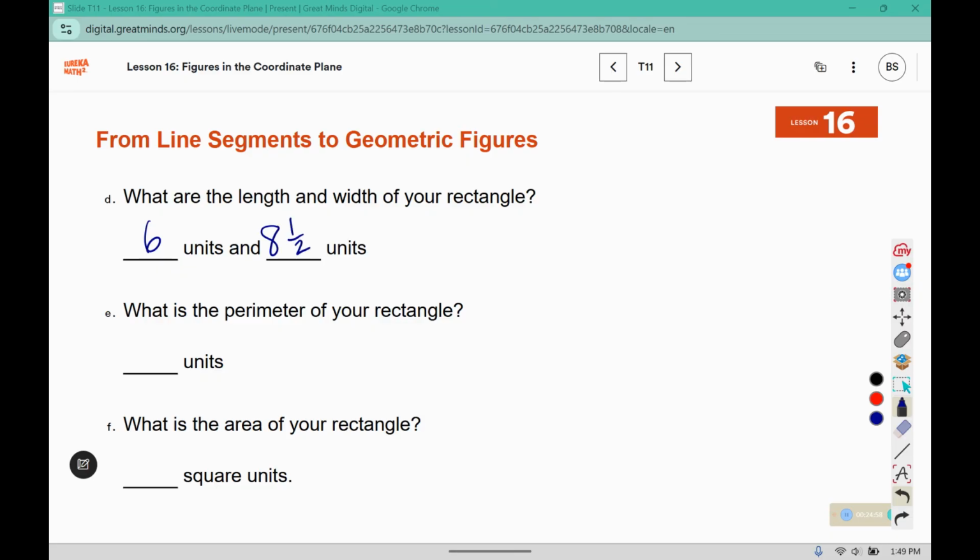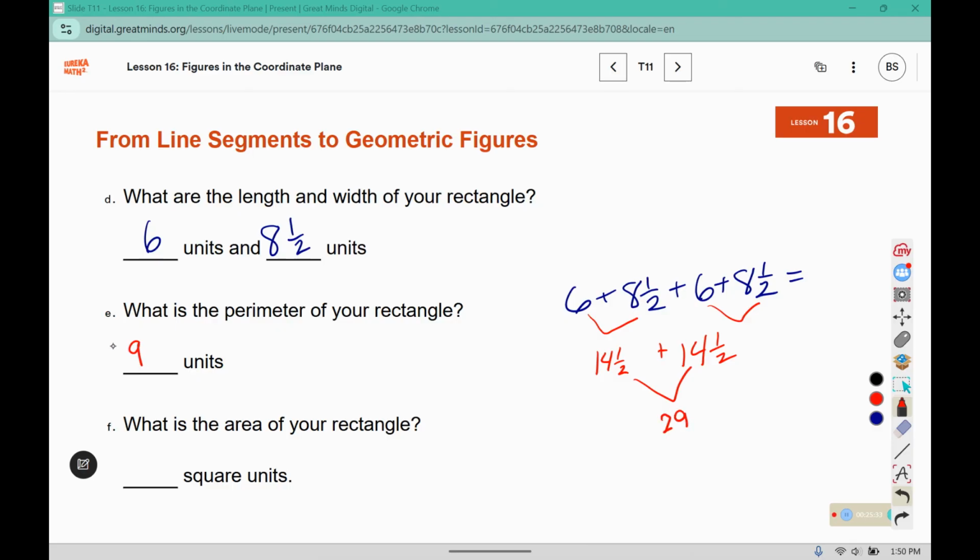What is the perimeter of your rectangle? So for perimeter, we would need the 6 and the 8.5 for the first two sides, and then we need the last two sides, as we add up all the sides around it. Well, 6 plus 8.5, 6 plus 8 would give us 14, and that extra half, so 14.5. And then if we combine those, 14 and 14 make 28. A half and a half make a whole, so that would give us 29 units.